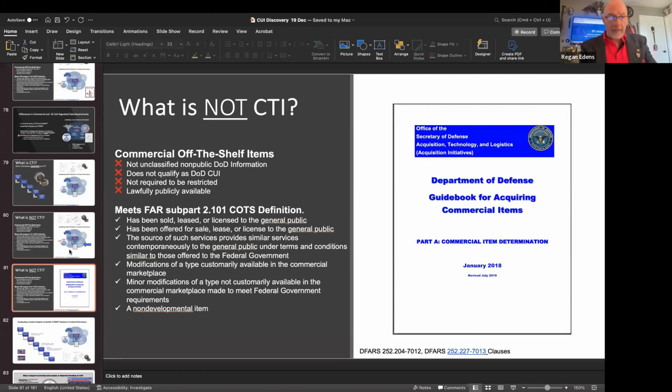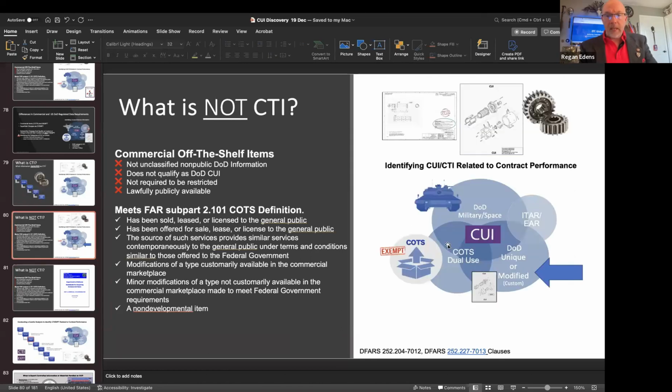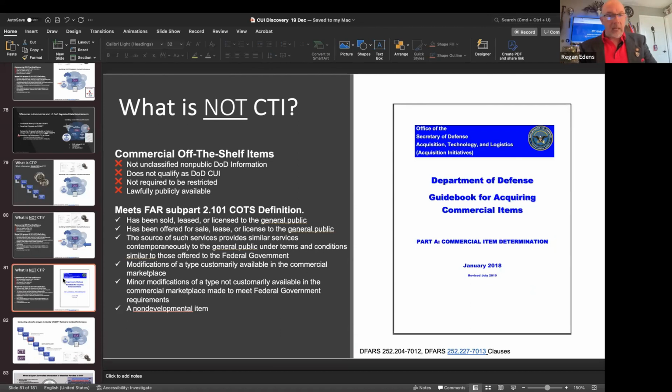Or, okay, it is not a commercial item, or there are custom and unique modifications to the commercial item. It is no longer exempt, and that item is no longer commercial off the shelf. So you do not have a COTS item until it meets this definition right here and aligns with this document. Do not fool yourself into believing, oh, it's COTS. I mean, yeah, that happens all the time, folks.